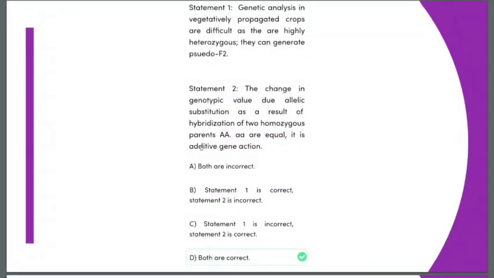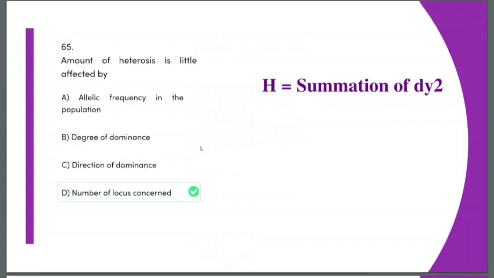64th question is statement 1: Genetic analysis in vegetatively propagated crops is difficult as they are highly heterozygous. They can generate pseudo F2. Statement 2: The change in the genotypic value due to allelic substitution as a result of hybridization of two homozygous parents AA and Aa are equal. It is additive gene action. So both are correct. And what is pseudo F2? Actually, in clonal crops, they already are heterozygous. So the typical Mendelian segregation occurs in F1 and hence they are called pseudo F2.